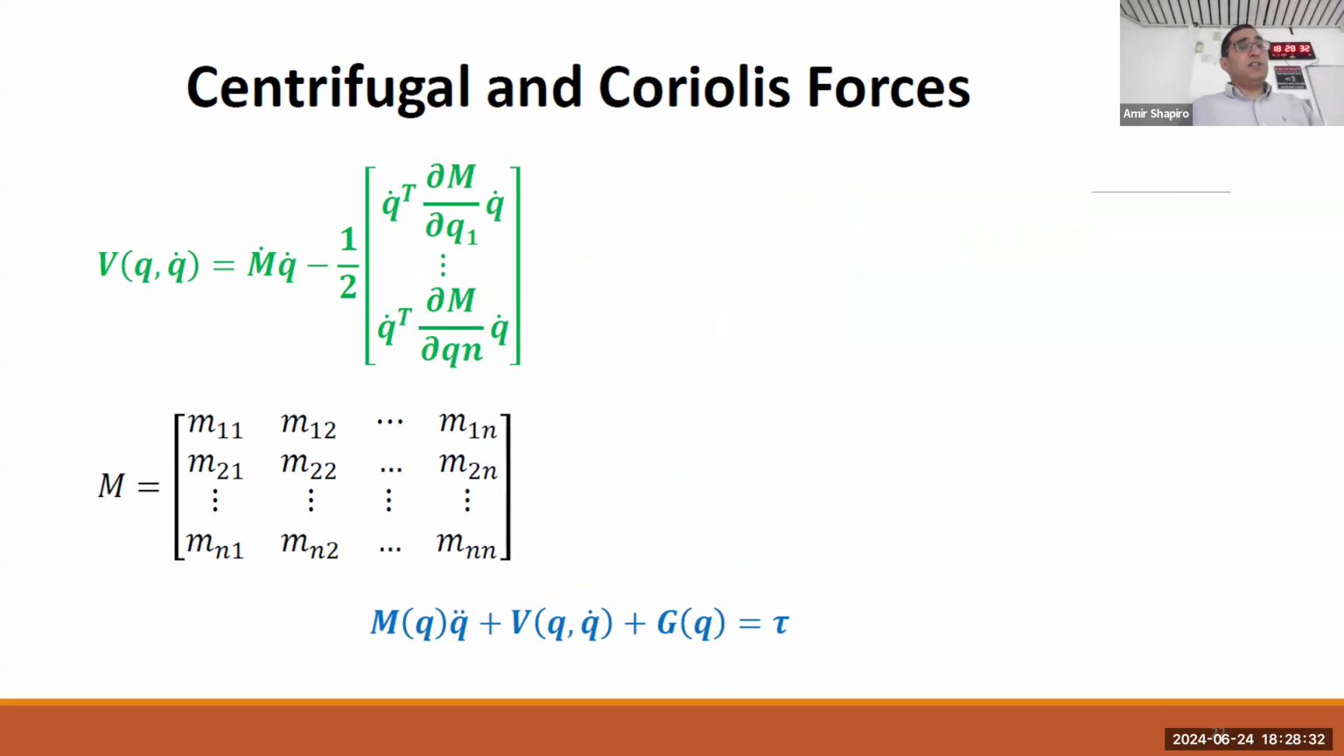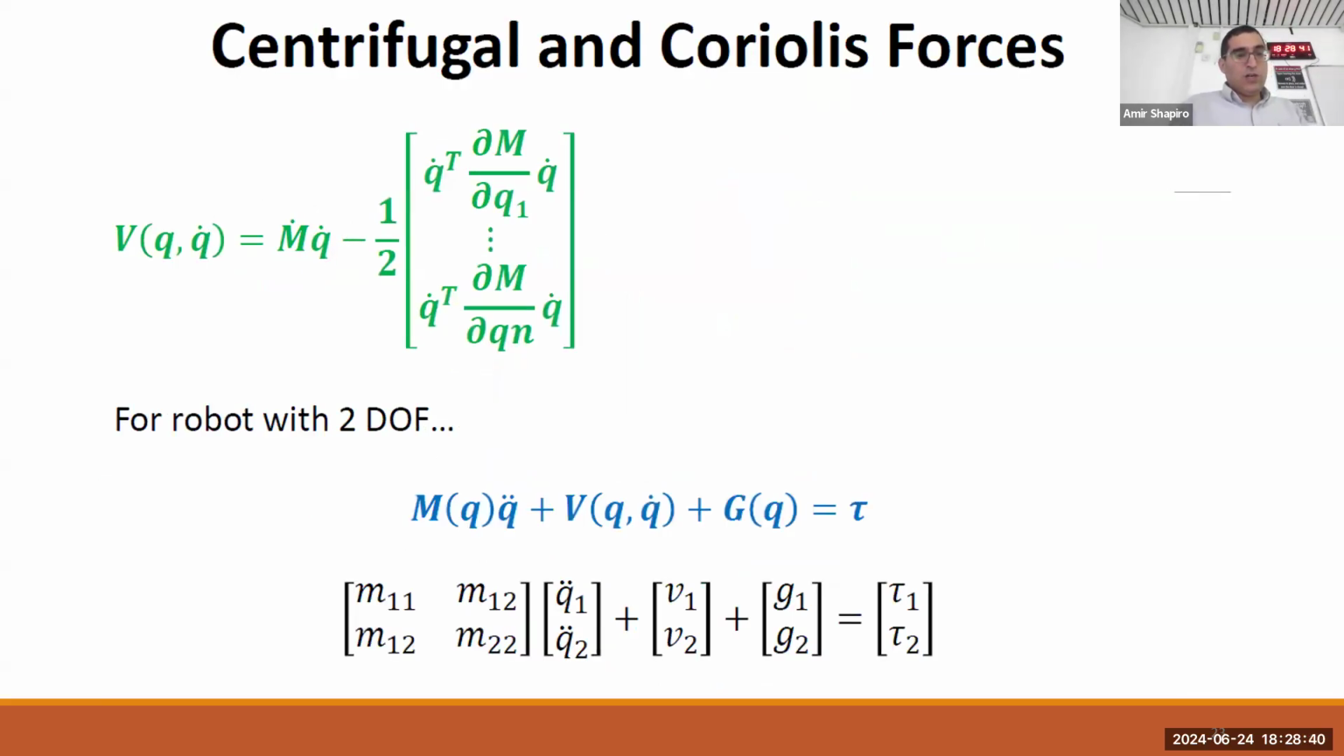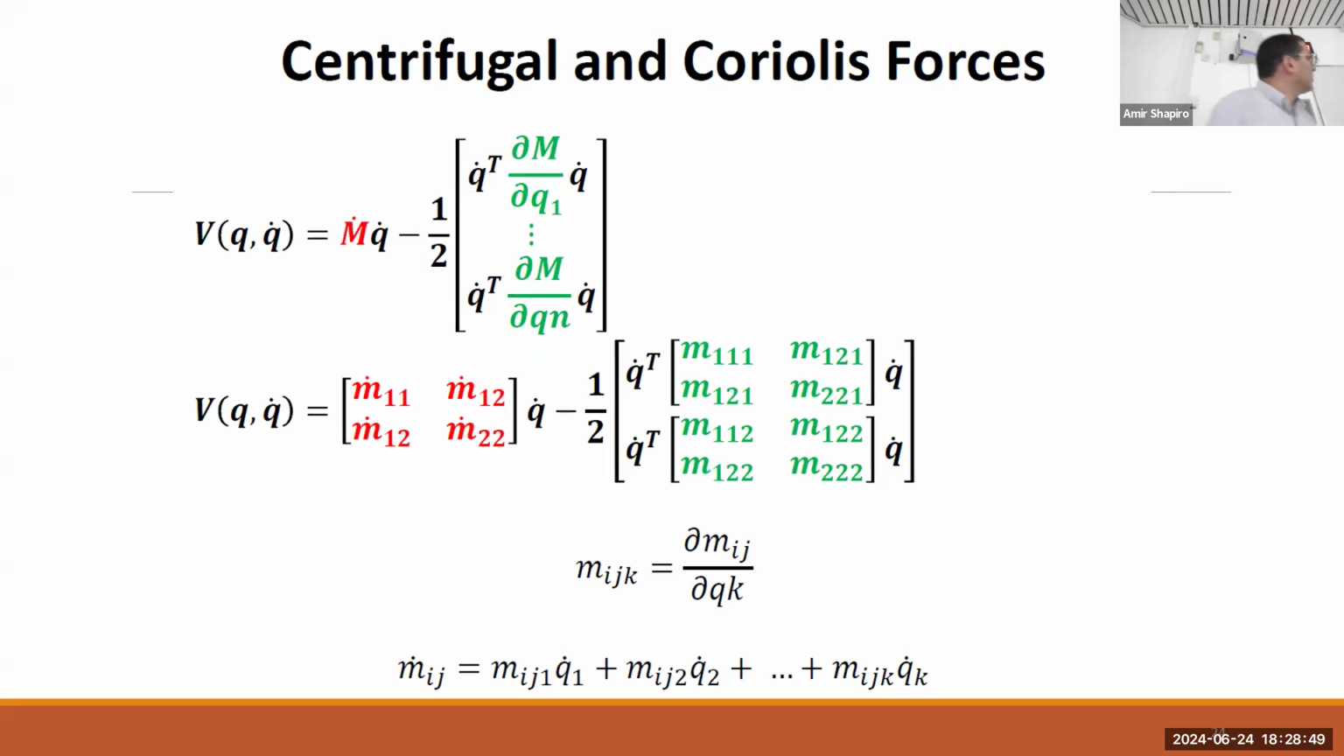It's first taking the derivative of M with respect to the time. So we got this. Taking the derivative of M with respect to time, this is M dot 1,1, M dot 1,2, and so on. And then taking the minus half q dot transpose dM to the dq1. So this is dM 1,1 to dq1, dM 1,2 to dq1, and so on. And M_ijk is dM_ij to dq_k.